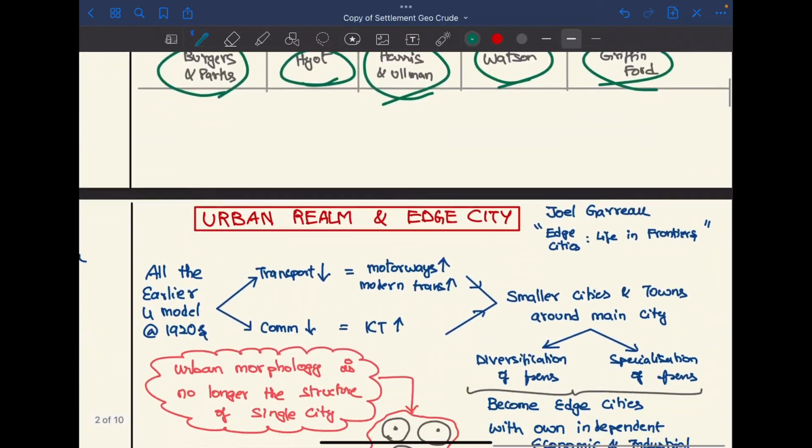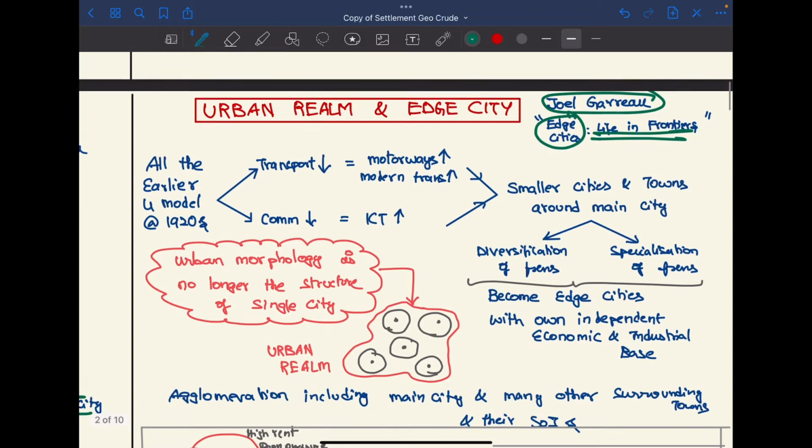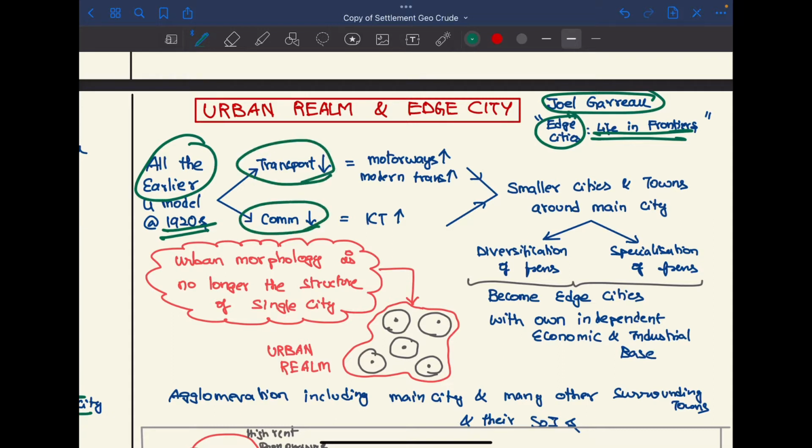Next, we have the urban realm and edge city model. This is popularized by Joel Garreau in his book Edge City: Life on the New Frontier. All the four models we have seen were mostly given in the 1920s. During those times, transport was very poor and communication was very poor.